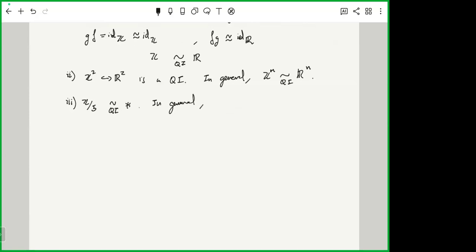a finitely generated group G is quasi-symmetric to a point if and only if G is finite. So finiteness is a quasi-symmetric invariant. Okay, so finiteness of finitely generated groups is a QI or geometric property.